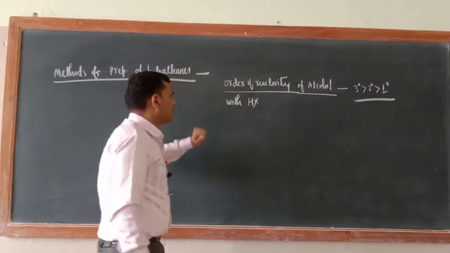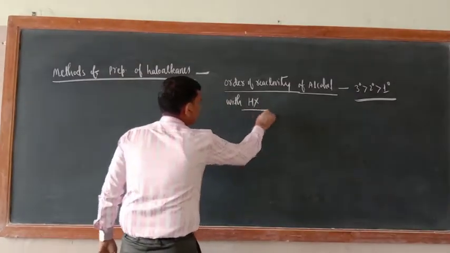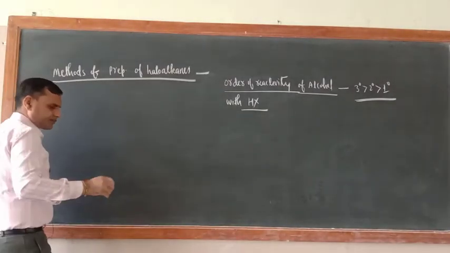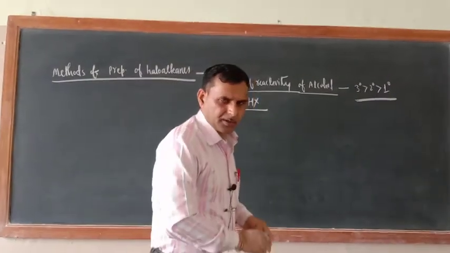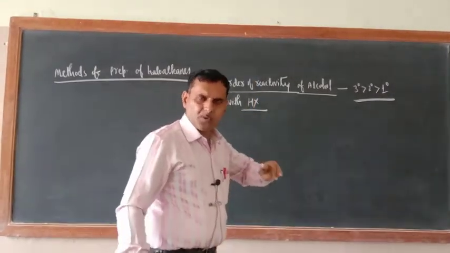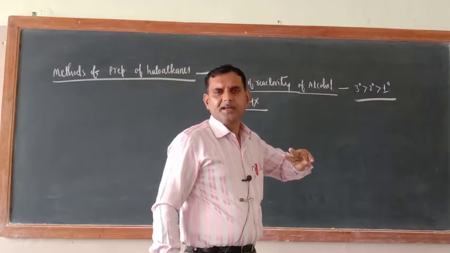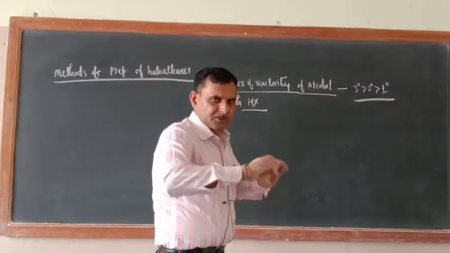Now let us come back to this one, order of reactivity of alcohol with HX. Now just see, first make here what I just taught you: the C-X bond is a polar bond. Carbon is slightly positive and X is negative, okay. So that is only polarity.